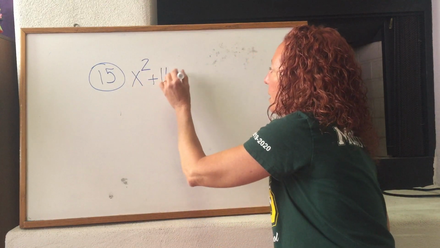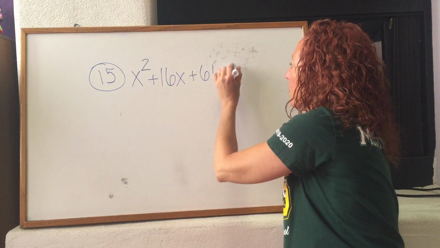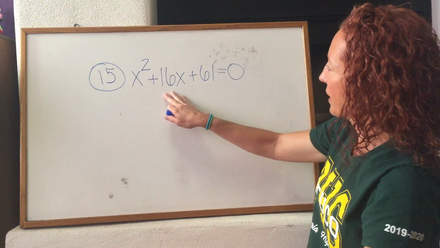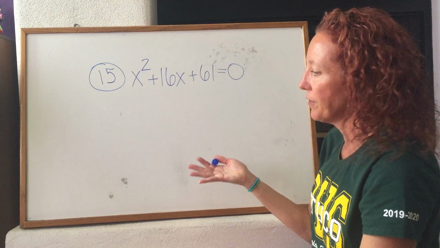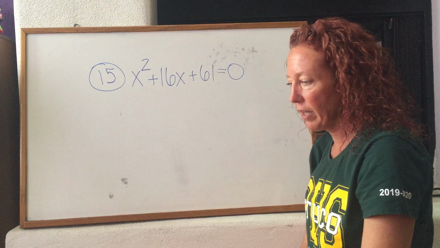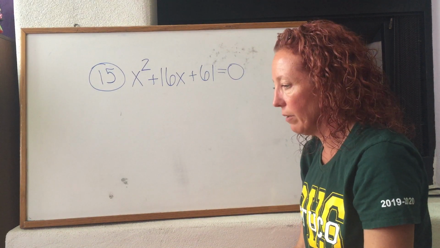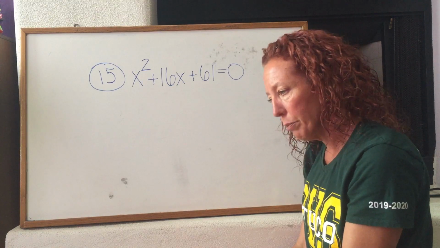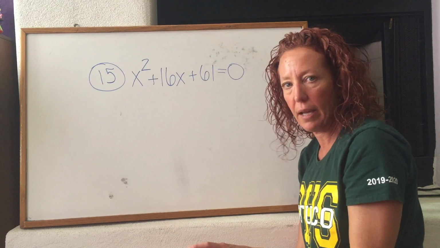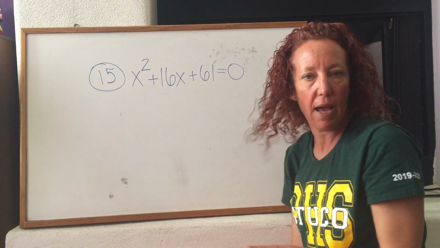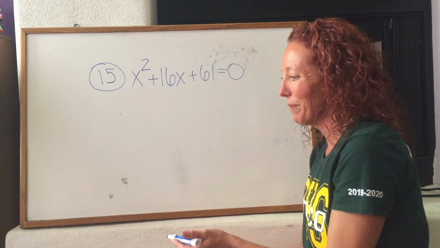Plus 16x plus 61. There are no factors of 61 that add up to 16. So factoring is out. We have to use the quadratic formula. If you look at the 4 answer choices, you can tell that they used the quadratic formula. You probably can't pick out the correct answer just by looking at those choices without going through the whole quadratic formula.